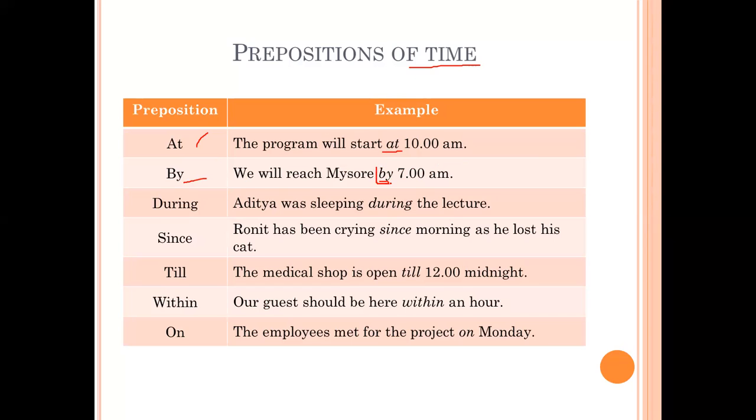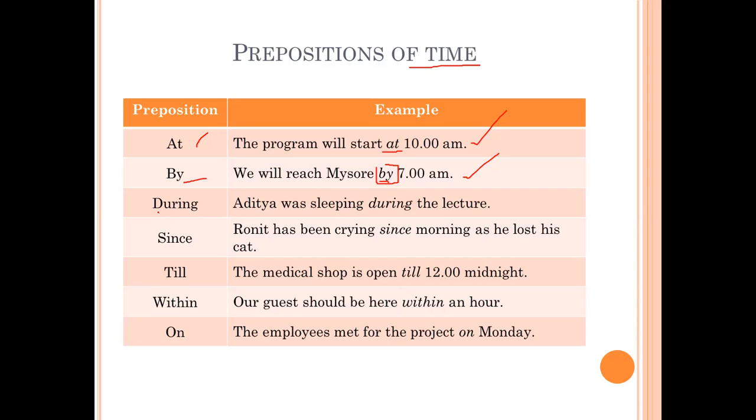In the passive voice we use by. It can be used for means or methods, and it can be used for other reasons also. Additionally, we have seen the difference between at 10 a.m. and by 7 a.m. At 10 a.m. is the exact time, while by 7 a.m. is approximate, it can be more or less.